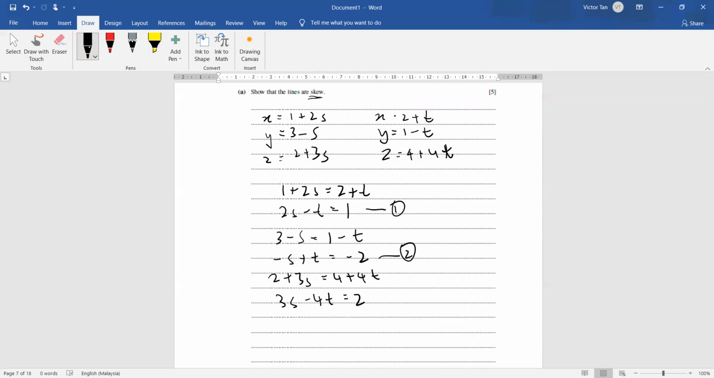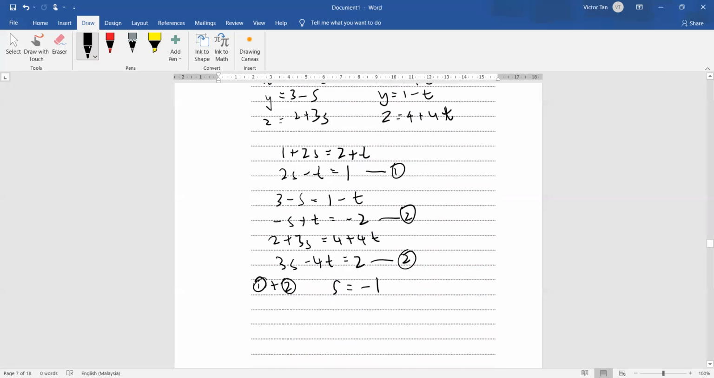Now solving equation 1 and 2, so 1 plus 2. There are only two unknowns, s and t, so you only need two equations to solve. So you get s equals minus 1. Substituting into the first equation, 2 times minus 1 minus t equals 1. So you have t equals minus 3.